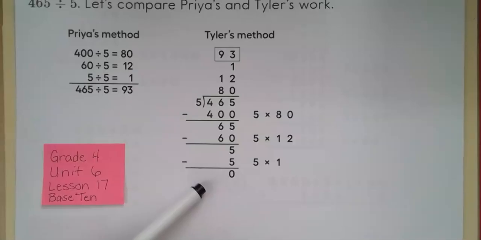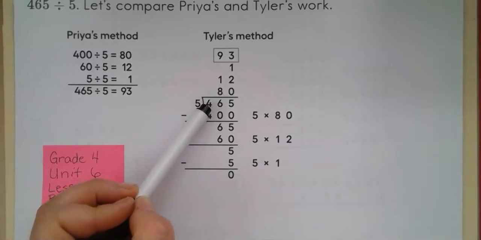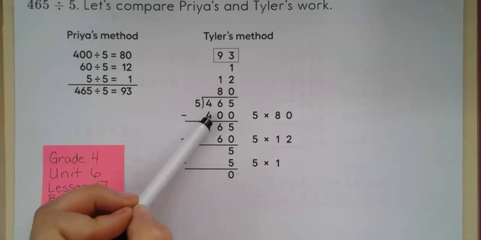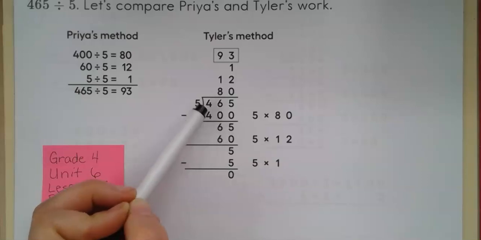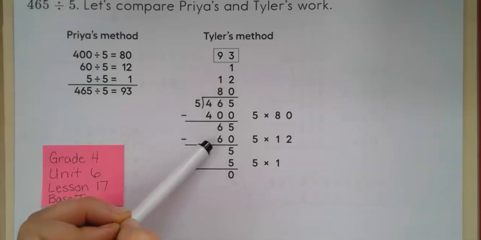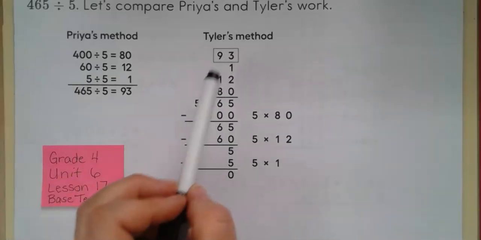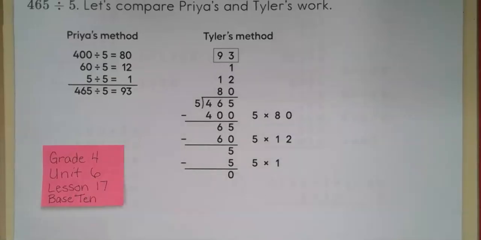Over here, this probably looks like the traditional algorithm that we learned, or that you were taught. Here, the student is dividing 400 by 5. They say that 80 times 5 is equal to 400, which leaves me with 65 left. Then I can think that 65 divided by 5, if I think 12 times 5 is 60, I have 5 left, and 5 divided by 5 is 1. So then when I add up these partial quotients, my quotient is 93.